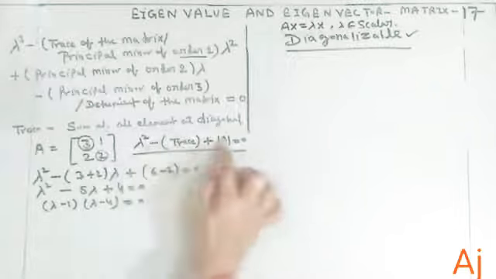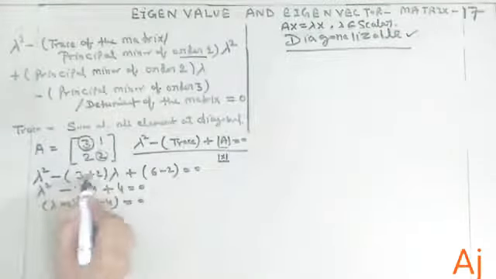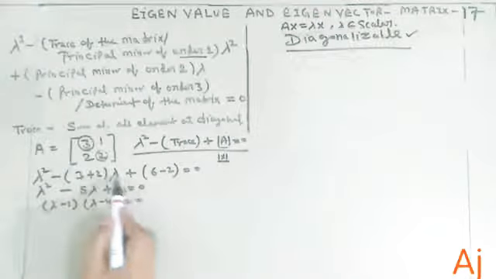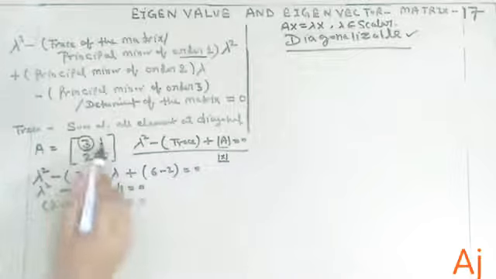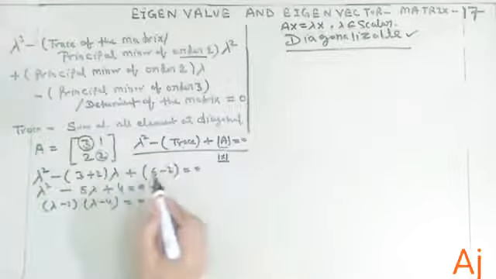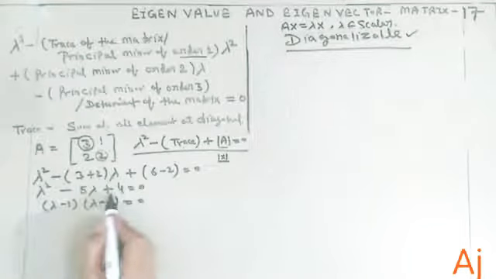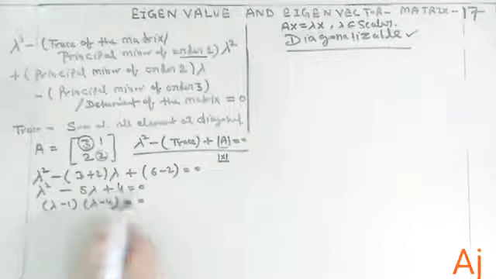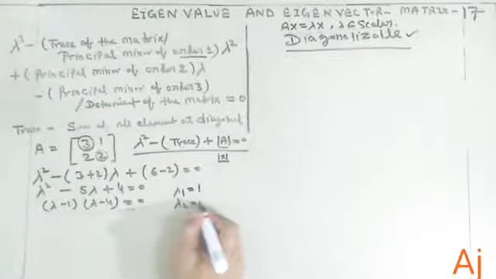Lambda square minus trace plus determinant of the matrix is equal to 0. So we have written lambda square minus (3 plus 2) lambda plus determinant, 3 into 2 minus 2 into 1, 6 minus 2, is equal to 0. Lambda square minus 5 lambda plus 4 is equal to 0. If you solve it, you get lambda 1 is equal to 1 and lambda 2 is equal to 4.